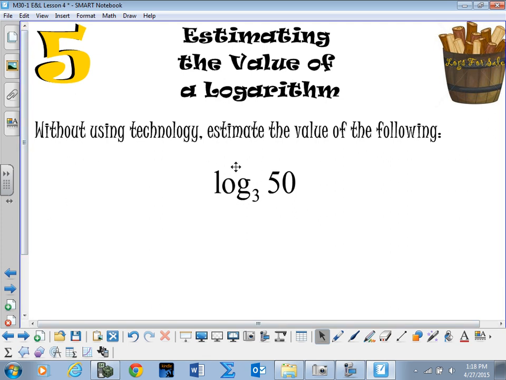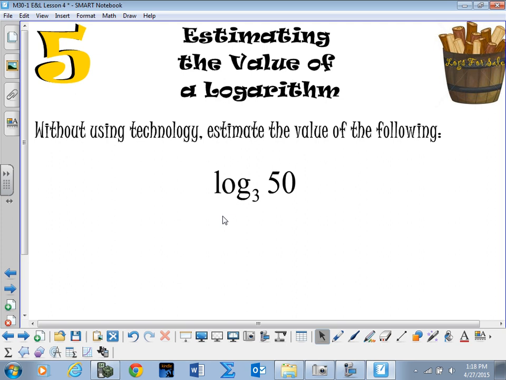Okay, let's see if you're understanding what this log represents. I want you to pause here and give me an estimate for this log. What would you say this is going to equal? No calculators, just an estimate. What does this log equal?